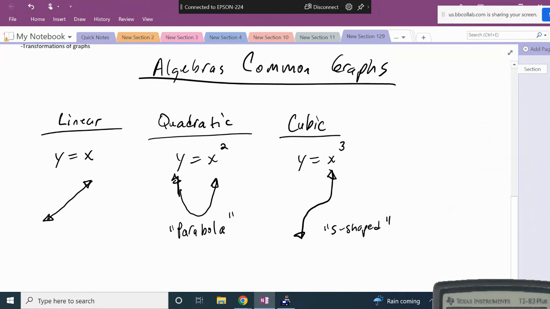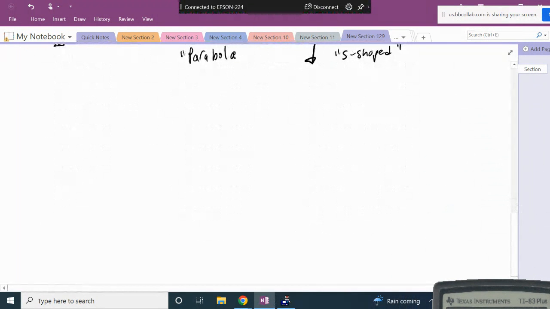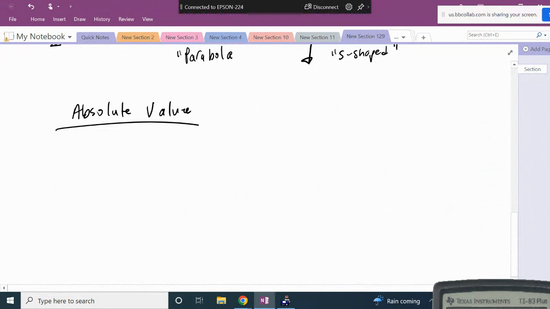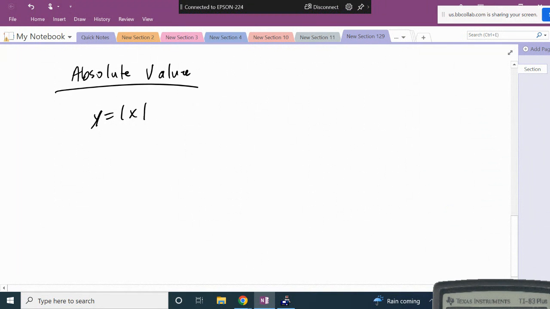All right, the next graph we're going to take a look at is the absolute value. And the absolute value graph is written in the form y is equal to the absolute value of x. And if you were to graph an absolute value equation, it produces a V-shaped graph.